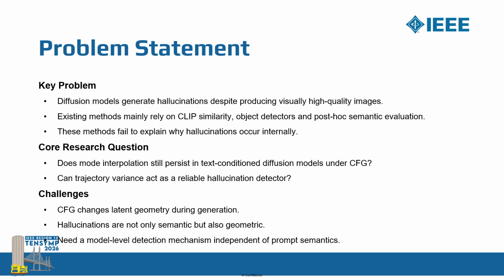So our core research question is this: does mode interpolation, a mechanism previously studied only in unconditional models, still persist once you add text conditioning and CFG? And second, can trajectory variance act as a reliable internal hallucination detector? This is genuinely a hard problem because CFG changes the latent geometry during generation. Hallucination can be both semantic and geometric in nature, and what we really need is a detection mechanism that works independent of what the prompt actually says.